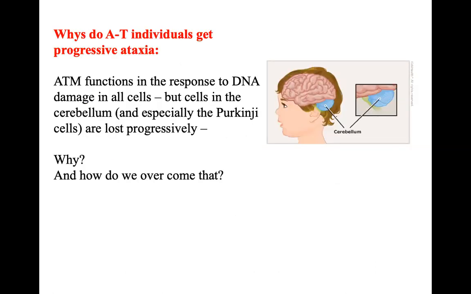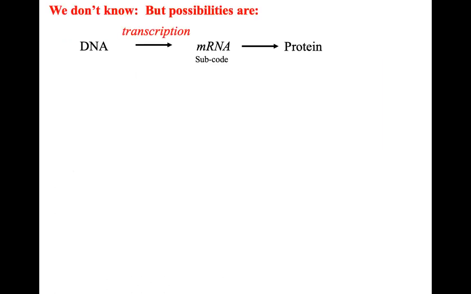So then the second question that I think is quite important to ask is, why do individuals get progressive ataxia? And it's this part of the brain that gets progressively lost. This is the cerebellum, and within the cerebellum is the Purkinje cell layer. And this literally shrinks as AT individuals get older. So why does that happen, and how do we overcome it? Well, the long and short is we don't actually know, but I'll tell you some of the possibilities.